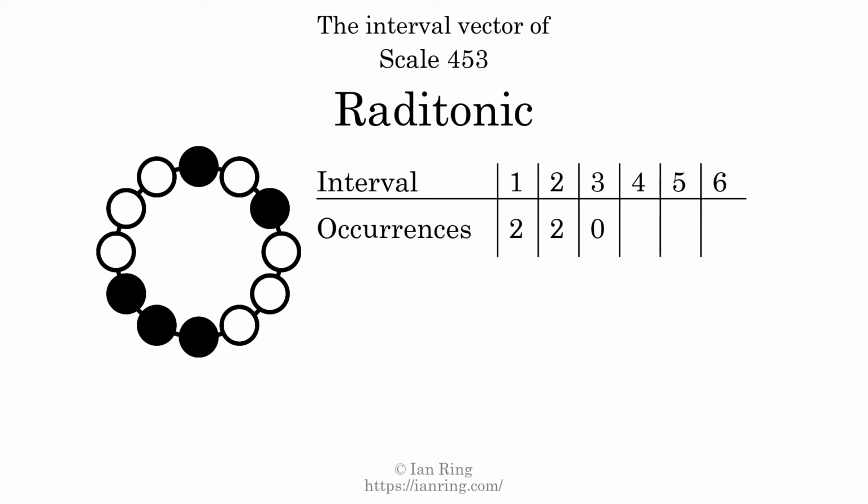There are no intervals with the size of three semitones. There are two intervals with the size of four semitones. They are here and here. There are two intervals with the size of five semitones. They are here and here. There are two intervals with the size of six semitones. They are here and here. Each interval does not appear in this scale a unique number of times, so this is not a deep scale.